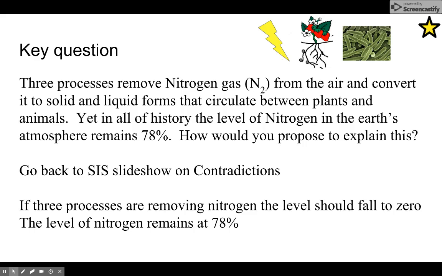Okay, so there's a constant downward pull on nitrogen to bring it into the Earth and make it solid or liquid. Yet in all of the history of nitrogen in the Earth's atmosphere, it's remained at 78%. Okay, so we got a conflict here. Three processes removing nitrogen from the atmosphere, yet nitrogen remains at 78%, which it really should drop. So go back to the slideshow on contradictions. Here are the two conflicting statements. If three processes are removing nitrogen, the level should fall to zero, yet the level remains at 78%.